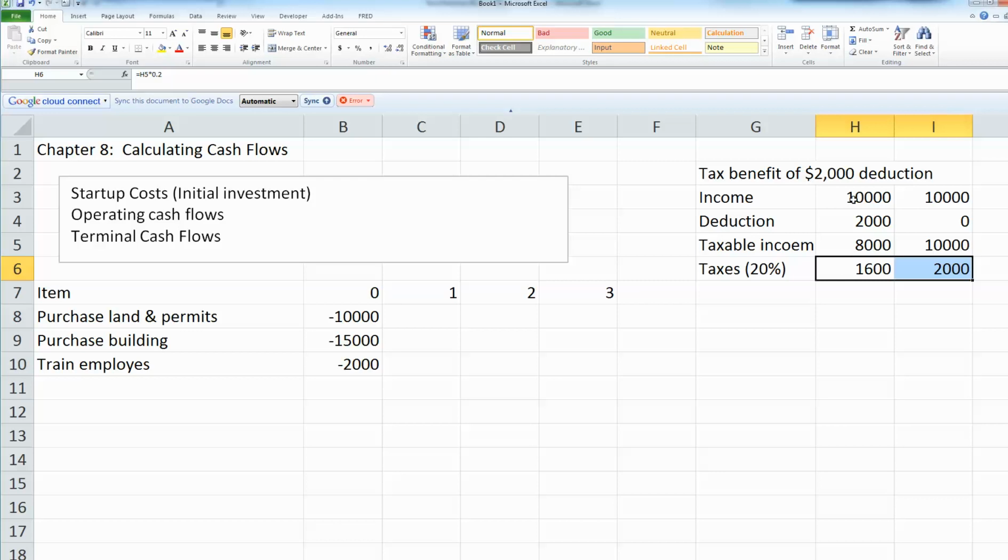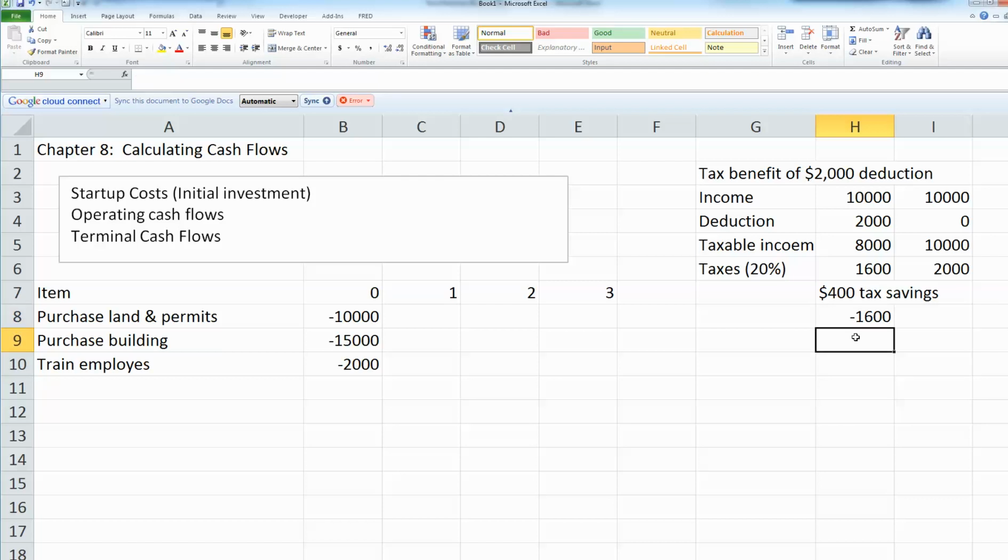So essentially, in column H we have a $2,000 deduction and taxes are $1,600, whereas in column I we have no deduction and taxes are $2,000. The difference is $400. So that $2,000 deduction resulted in a $400 tax savings, which is a good thing. So ultimately, even though I had an outflow of $2,000, I had a savings of $400, so that $2,000 expense after taxes only cost me $1,600.